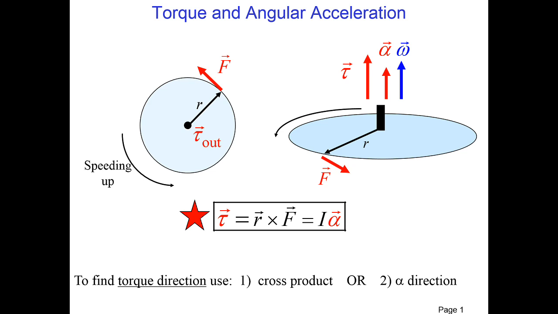This problem can be flipped around, so you could be told the direction of the angular velocity and that the angular velocity is increasing. If you know those two things, then the angular acceleration must be in the same direction as the angular velocity, so the torque must be in the same direction. That's what is shown on the right here. The angular velocity is pointing up, the angular acceleration is pointing up, so that means the torque must be pointing up as well.